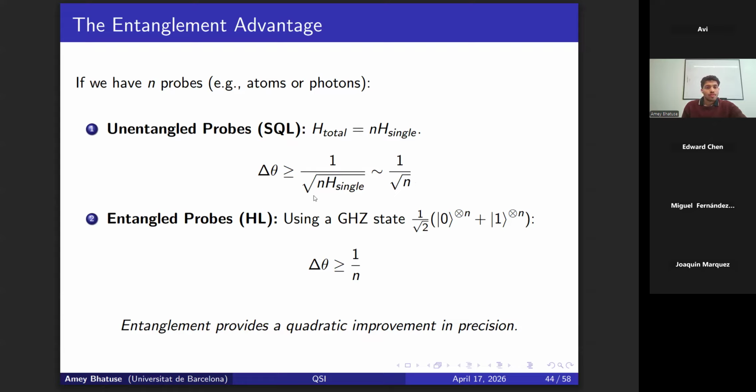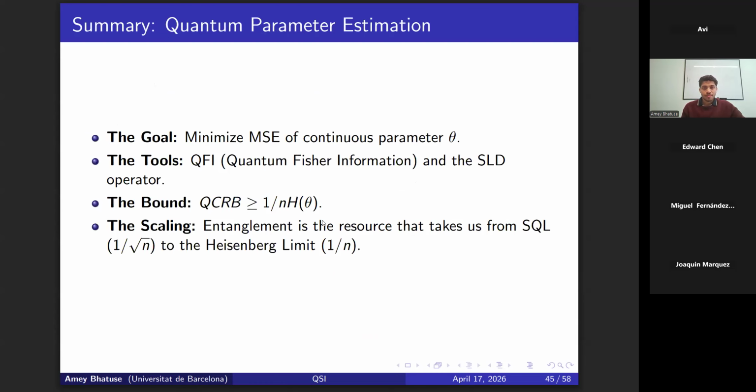And if you have entangled probes, let's say you have a GHZ state with n copies, then you actually get a quadratic improvement in precision. So once again, we see that in this case also, entanglement provides a quadratic improvement in precision.